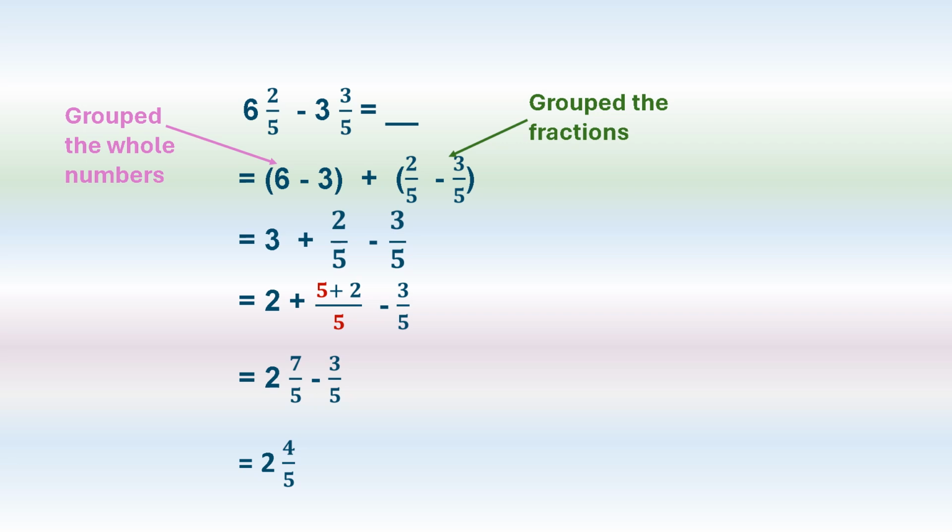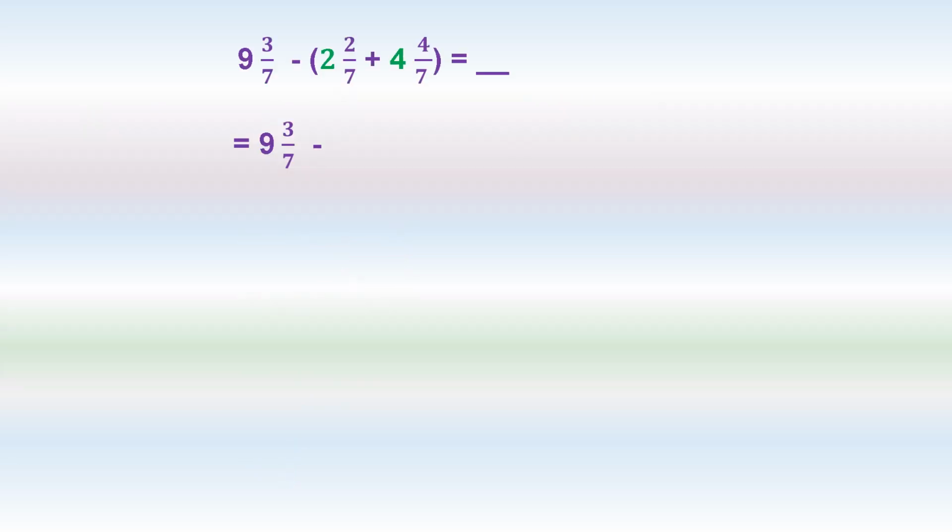Now let's do addition and subtraction in one sum. So let's look at 9 and 3/7 subtract, in brackets, or you could say parentheses, 2 and 2/7 plus 4 and 4/7, is equal to something. So we work with what's in the brackets first. So we bring down the 9 and 3/7 and we say subtract, and then we add the whole numbers, and the whole numbers are in the green. So it is 2 and 4.